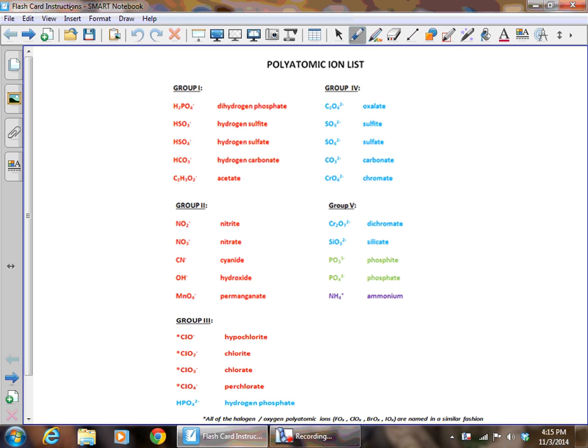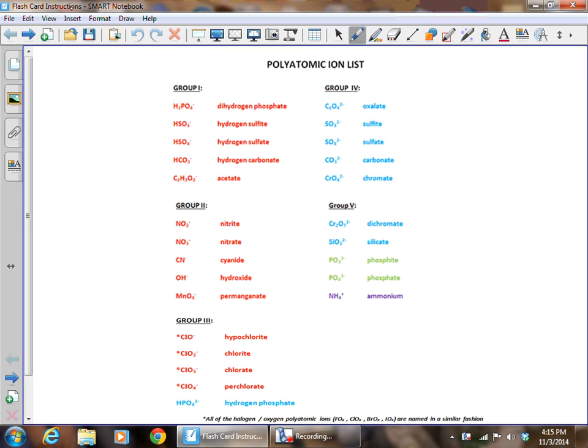Today what I want to talk about is how to set up and make your flashcards for our polyatomic ion quizzes. We're going to have 5 quizzes over these different polyatomic ions. Now, polyatomic ions are ions that contain more than one atom, hence the term polyatomic ions. And there are 25 polyatomic ions here, and I've listed them into 5 groups.